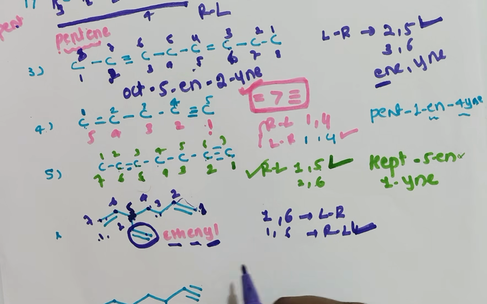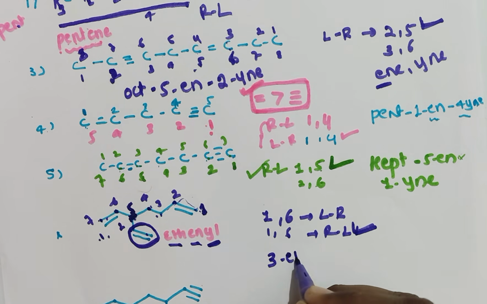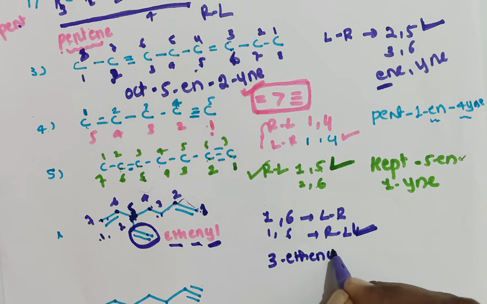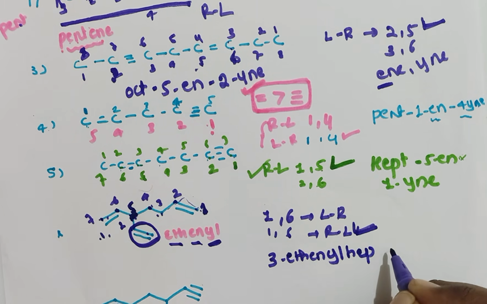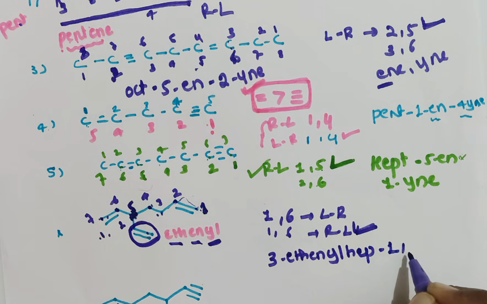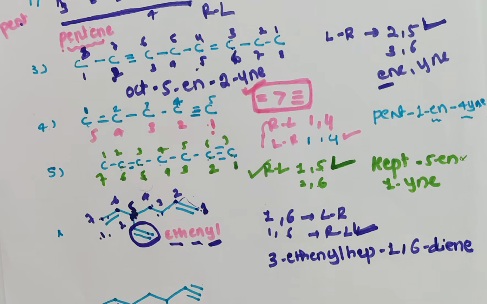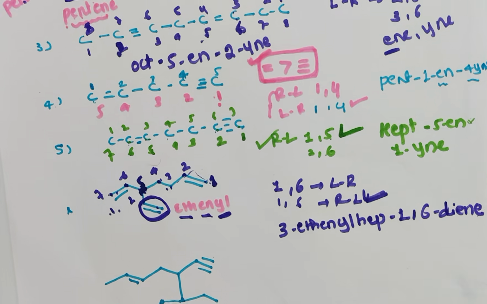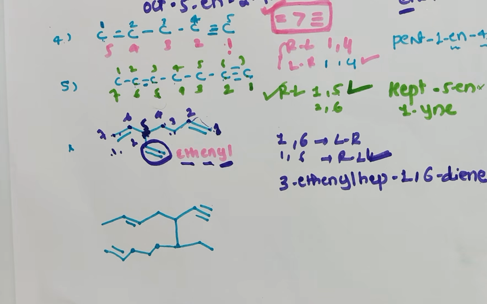Therefore the nomenclature becomes: first we write the prefix, 3-ethenyl. In the parent chain 7 carbons are there, hept. Then 1,6-diene, 2 double bonds are there, therefore diene. Is this clear? Understood? Okay, next we have to move towards this difficult example.